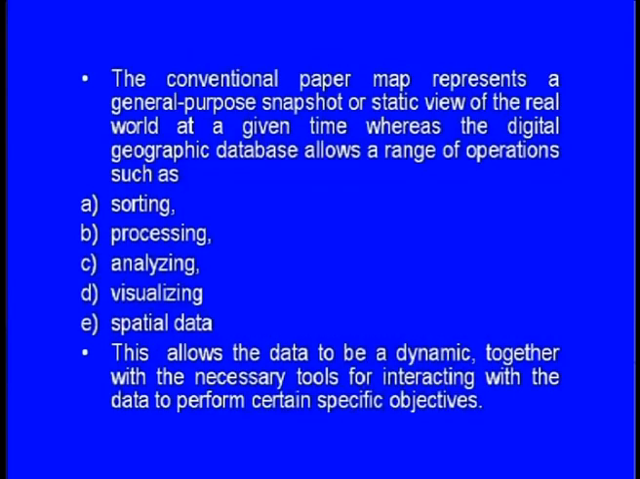The conventional paper map represents a general purpose snapshot or static view of the real world at a given time, whereas a digital geographic database allows a range of operations such as sorting, processing, analyzing, and visualizing spatial data. This allows the data to be dynamic, together with the necessary tools for interacting with the data to perform certain specific objectives.